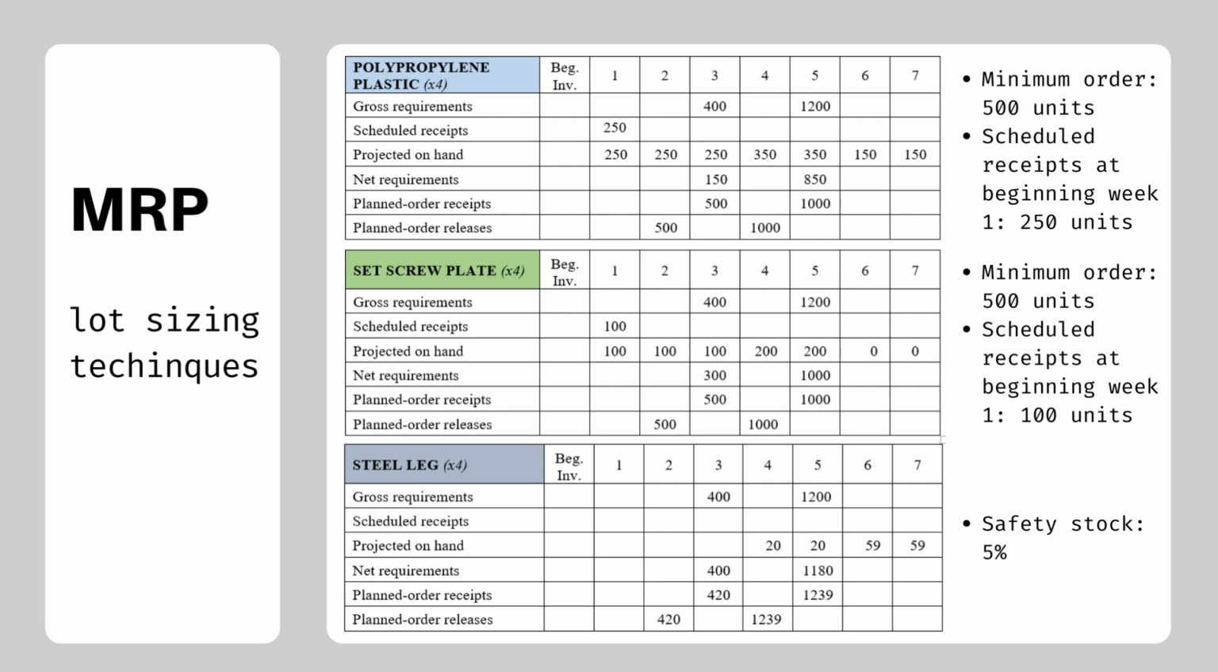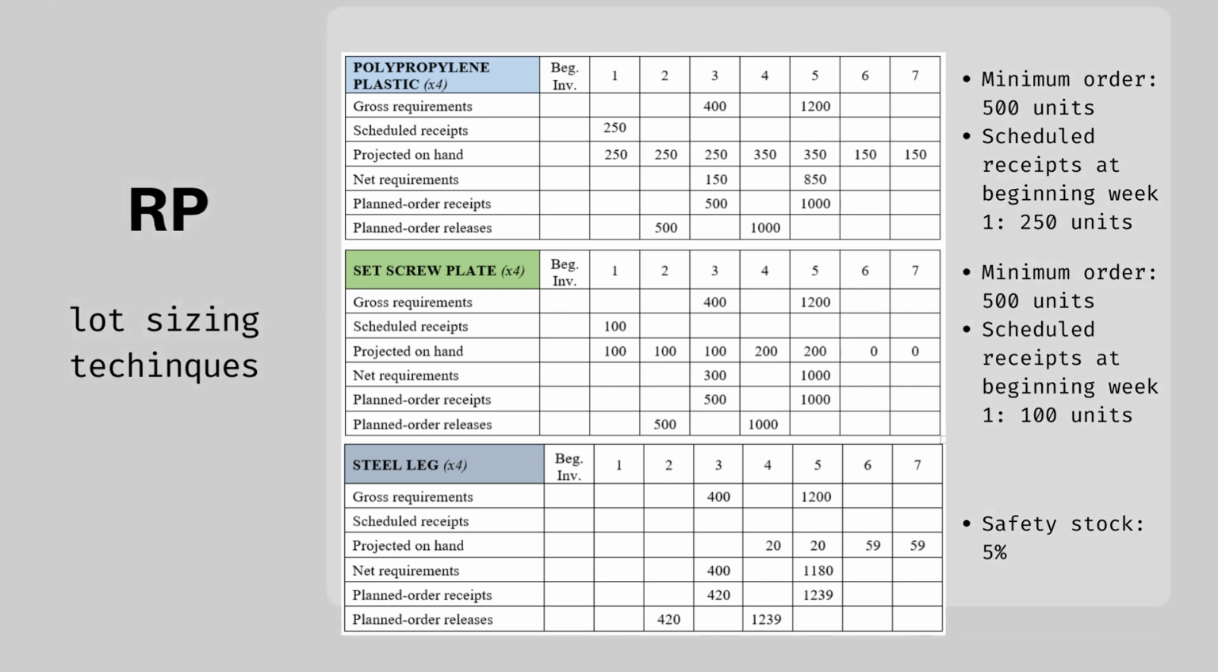After considering the minimum order of 500 units and the scheduled receipts at the beginning of week 1 with 100 units. The steel leg also requires a lead time of 1 week, ending with a planned order release of 420 units at week 2 and 1,239 units at week 4 after considering a safety stock of 5%.